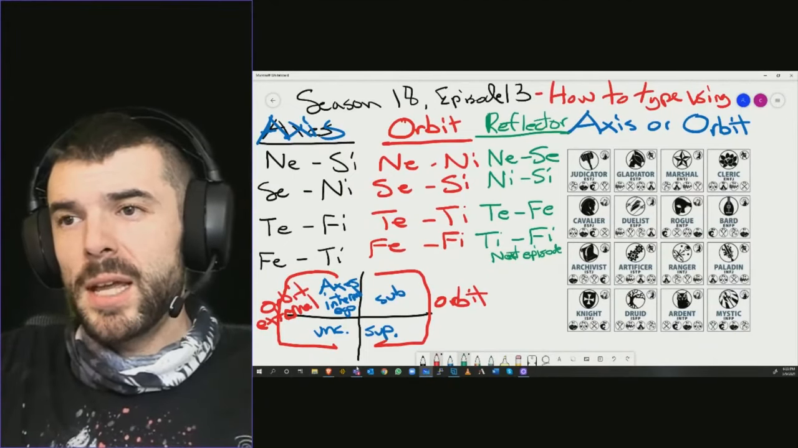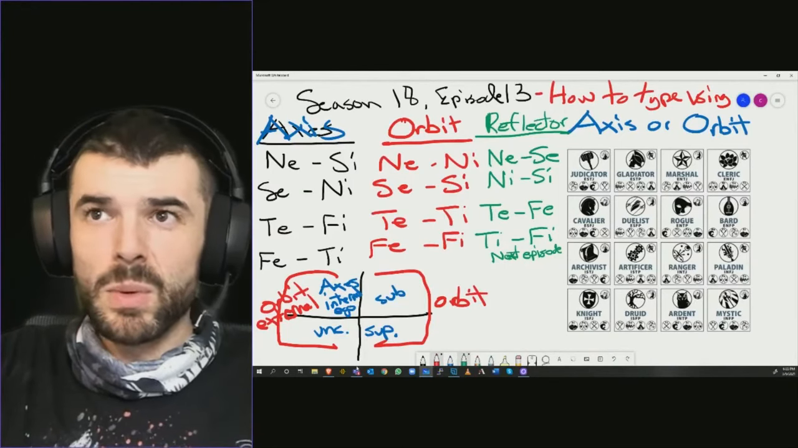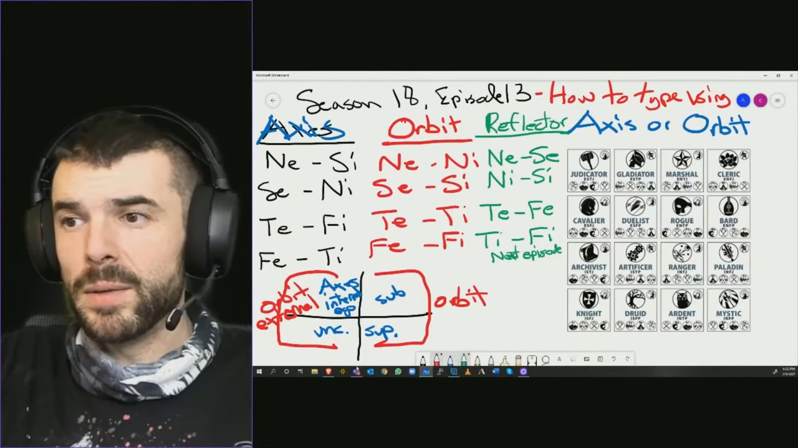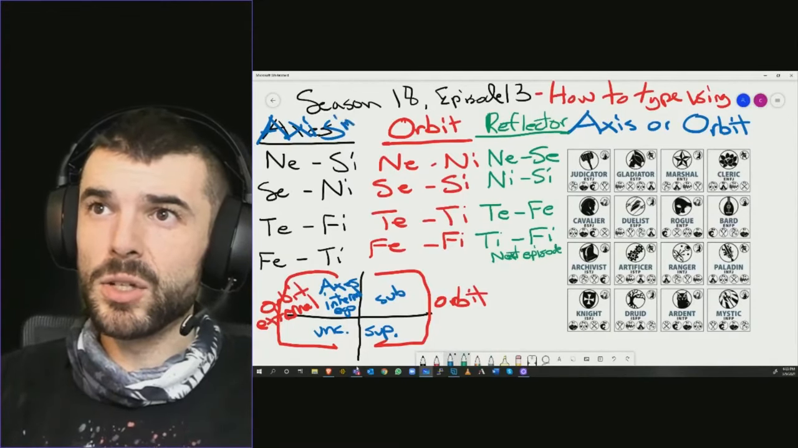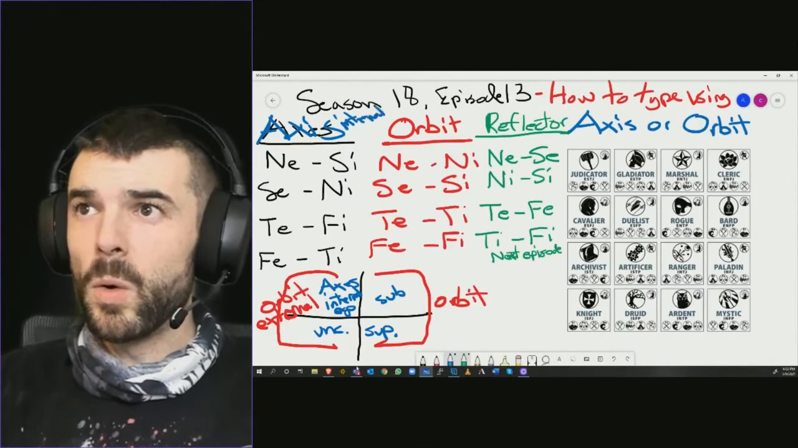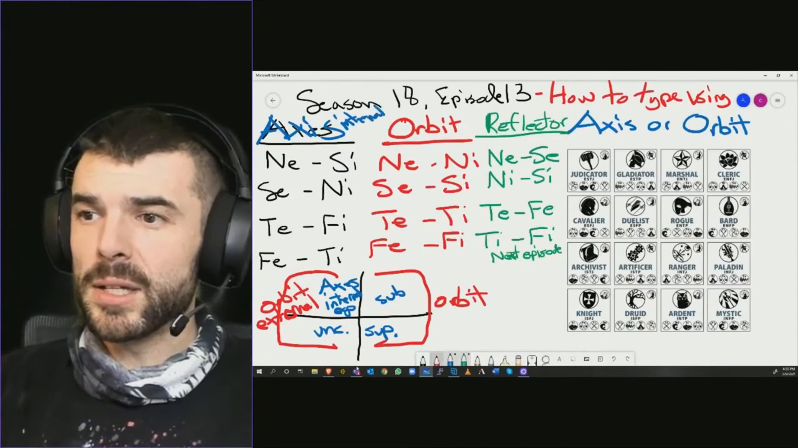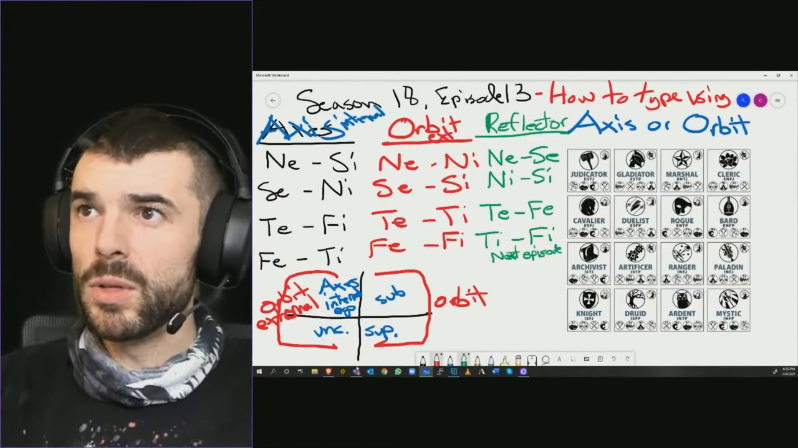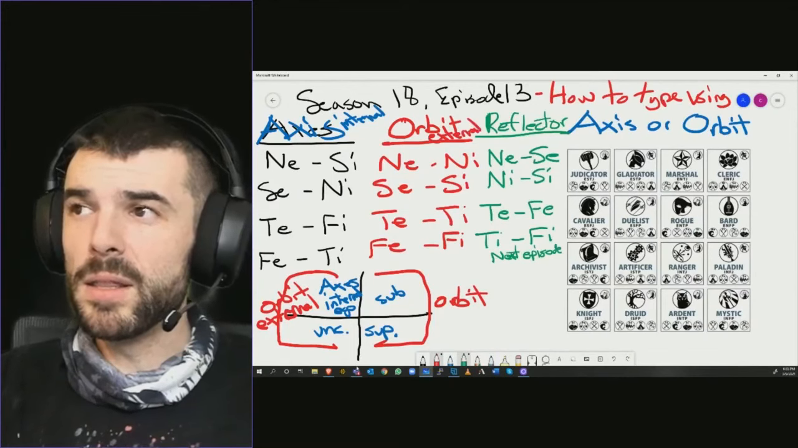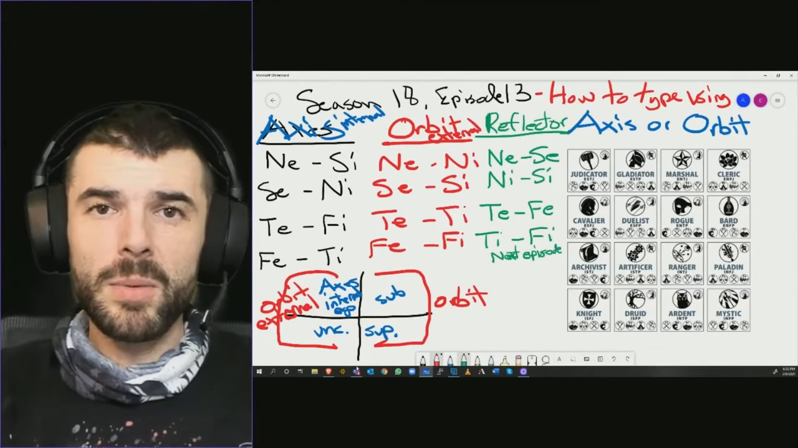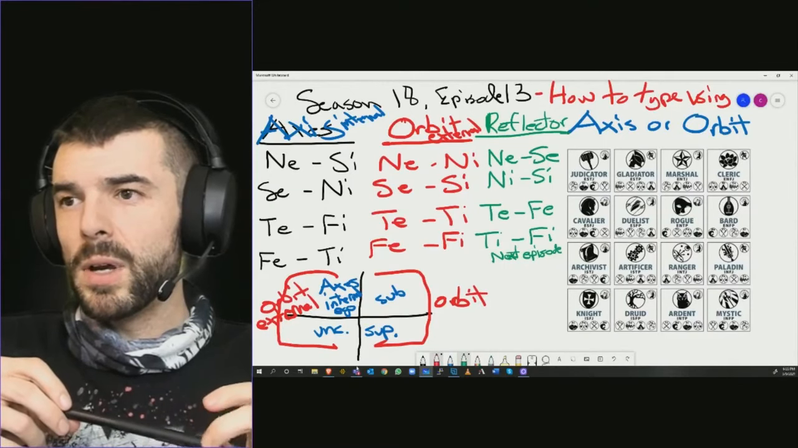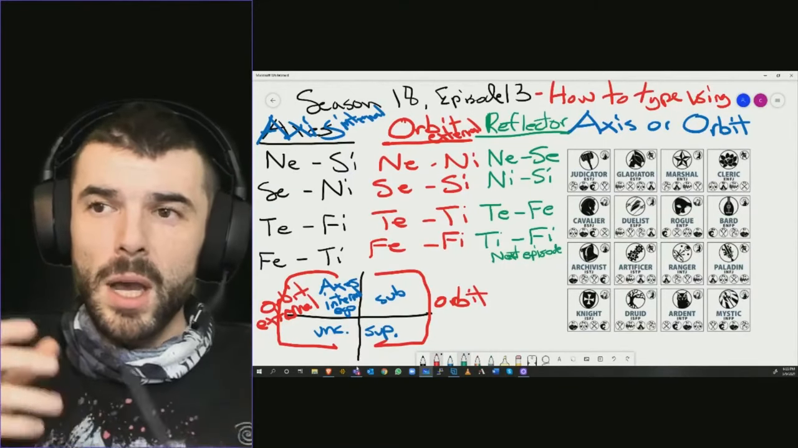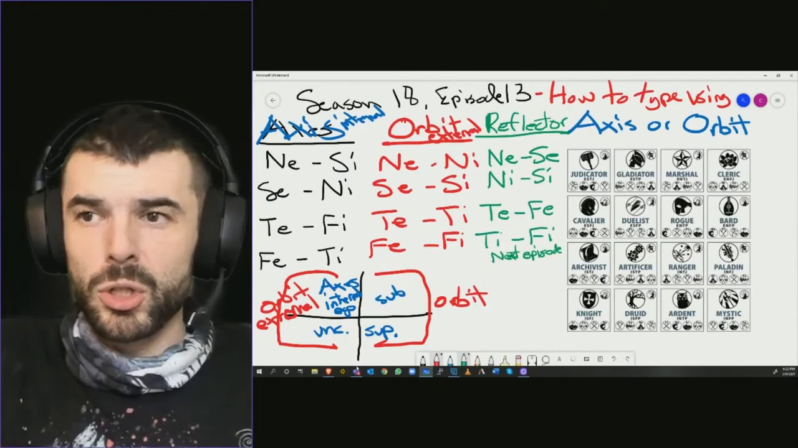You have to understand how the four sides of the mind have this relationship with the axes. Like I said, the axes are internal, and the orbit is external, external to the individual four sides of the mind themselves. And if you're not really aware of this, it could cause a lot of confusion as you're trying to understand these things.